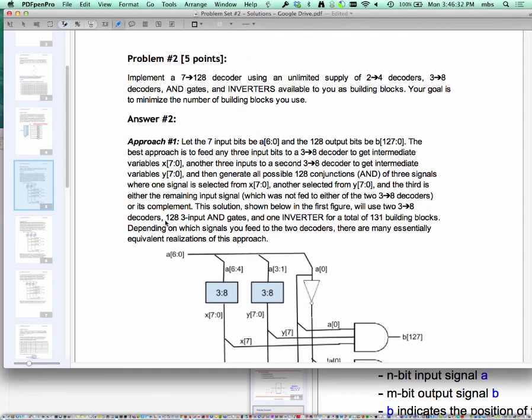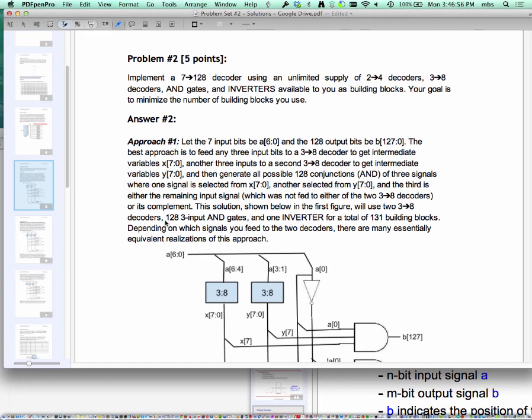Decoder, 7 to 128 decoder. Go ahead. I'm not sure how to use the inverter gate. Okay, so actually, if you look at my solutions, I described three possible solutions.